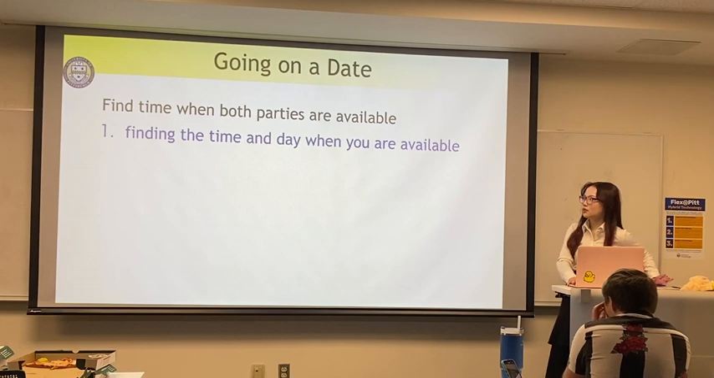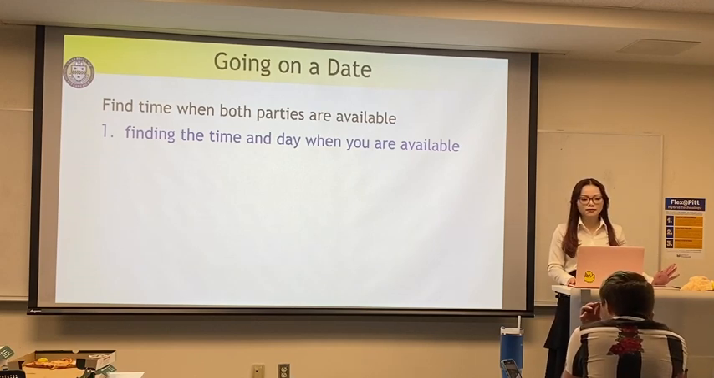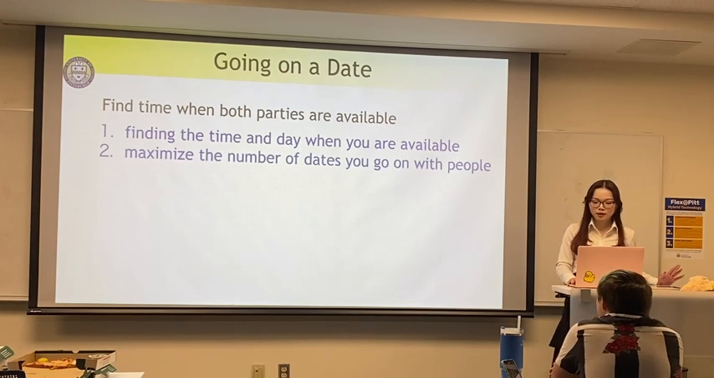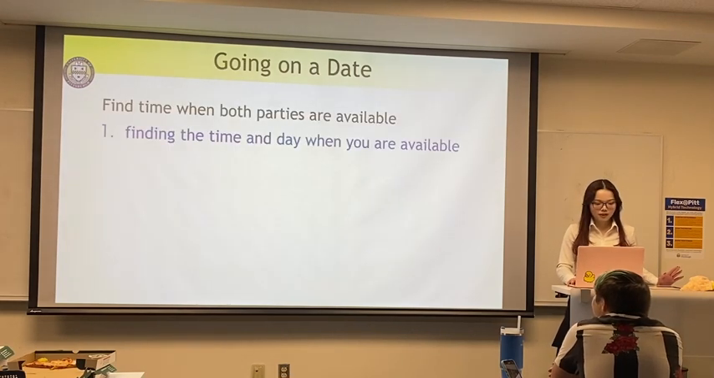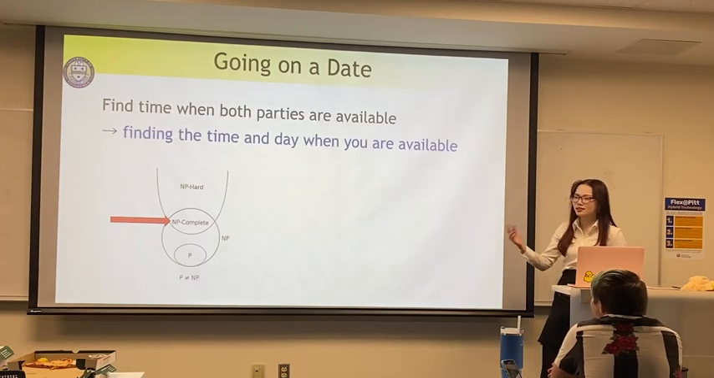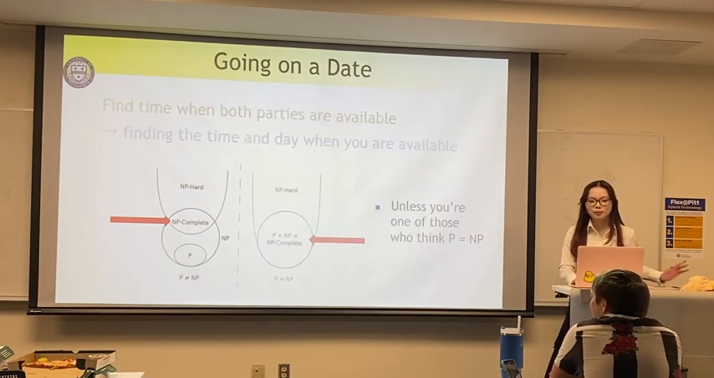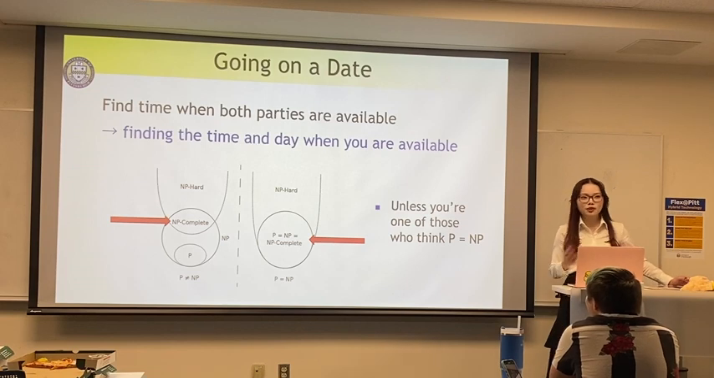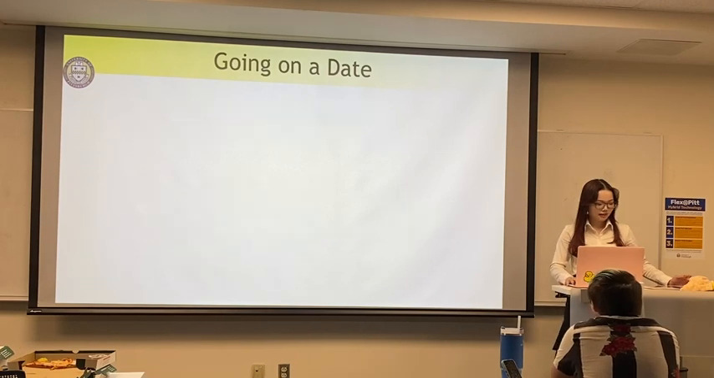So the things that you need to do to find the time when both parties are available are finding the time and date when you're available and maximizing the number of dates you go on with people. Finding the time and day you're available is NP-complete, which means it takes a lot of time, assuming that P does not equal NP. If you're one of those weird people that thinks P equals NP, then it's pretty easy. If you're one of those people, come to me after class.